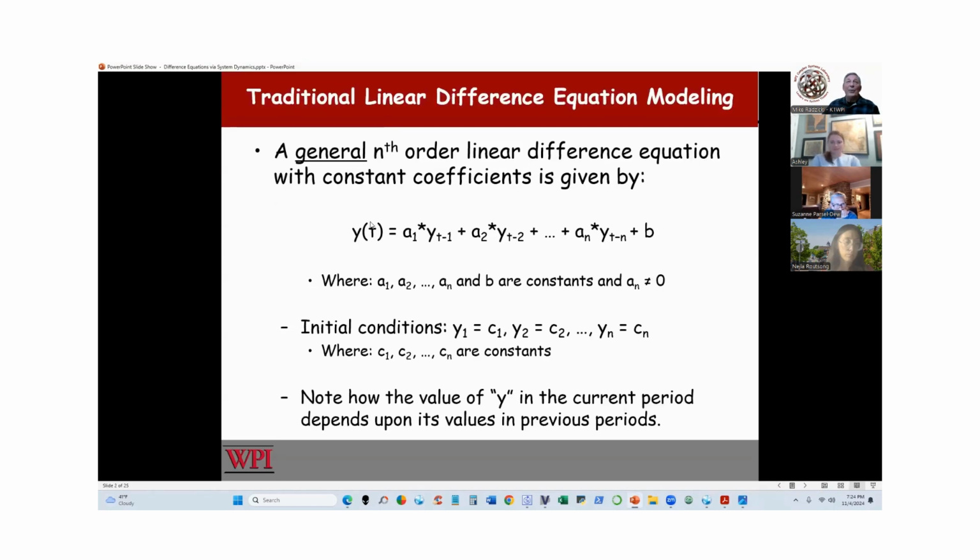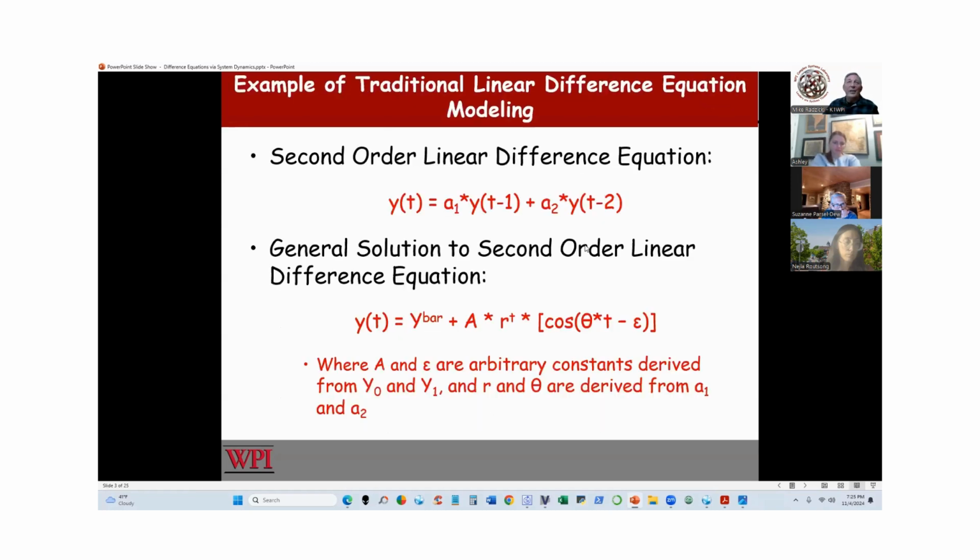Other than to note that the value of something today is a function of its value a period ago, 2 periods ago, and so forth. Okay, and then there's a bunch of math that happens that we needn't concern ourselves about, and you can analytically solve this linear difference equation system, this second order linear difference equation. We don't need to worry about how you do that.